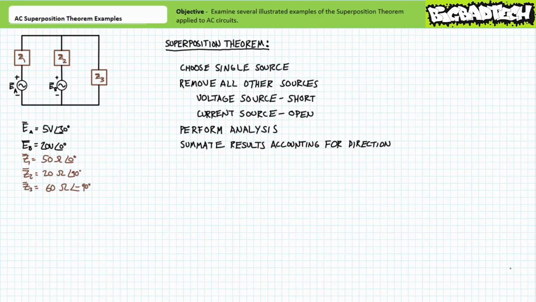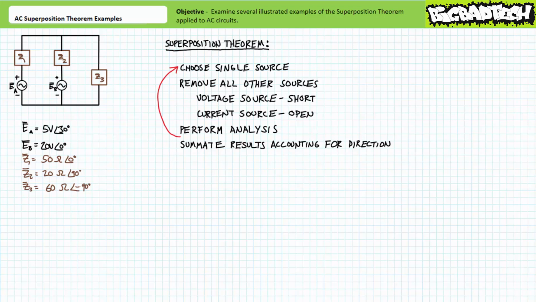Then, one performs circuit analysis of the modified circuit, solving for the desired electrical properties. Take note of not only the resultant magnitude and phase shift, but also the polarity and direction of the desired electrical properties. It may help to indicate direction and polarity with arrows. Then, one repeats the above process for all other sources.